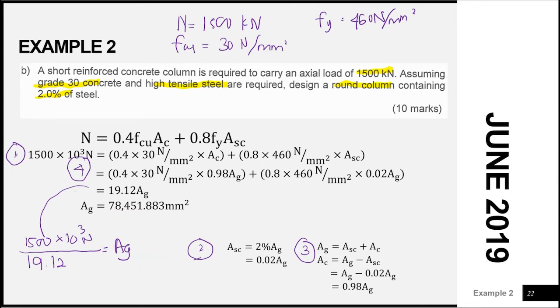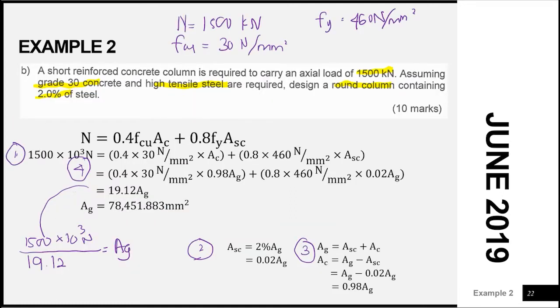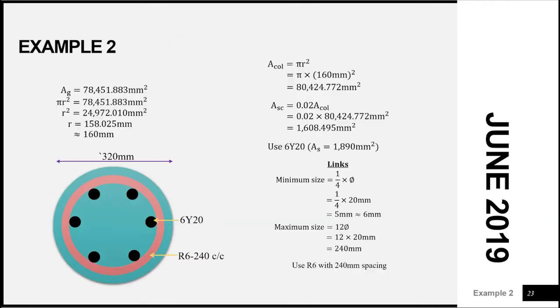Okay, next we going to get the actual value of the column. How we going to do that? Okay, you have the value of gross area of column. Okay, and we know that dia kata column ni design as a round column. When you have to design as round column, so bila kita nak cari, kita kena cari radius dia berapa lah, ataupun diameter dia berapa.